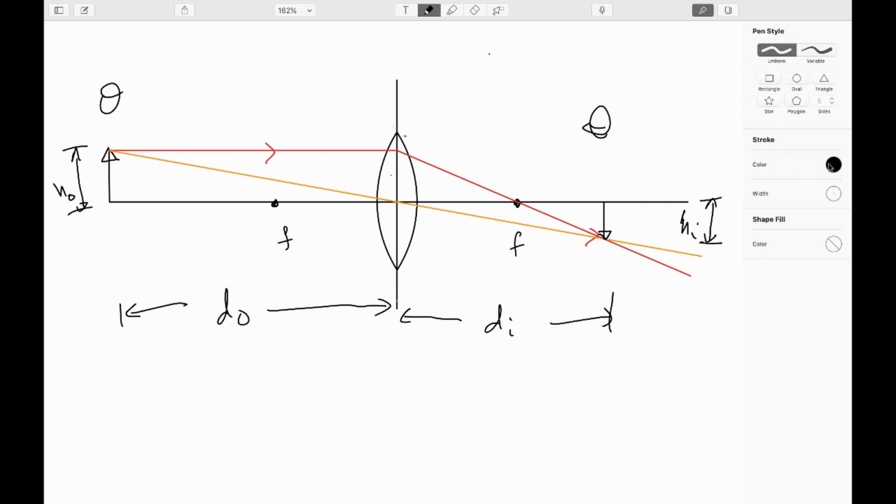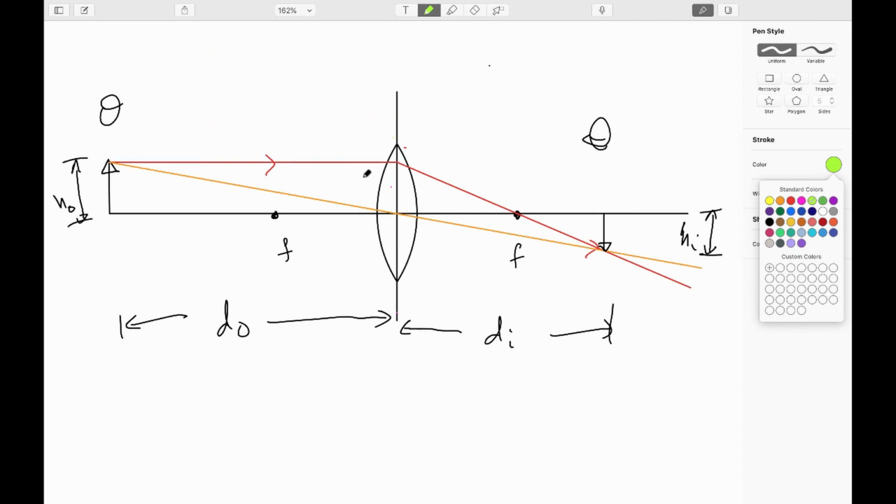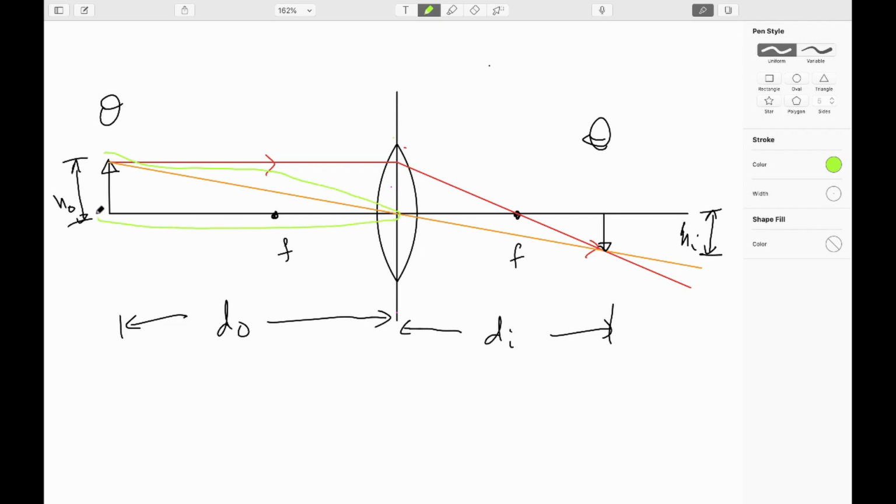And it turns out that once again, just like we did with mirrors, there are a pair of similar triangles that we can look at. One pair, so I'm highlighting here in green.